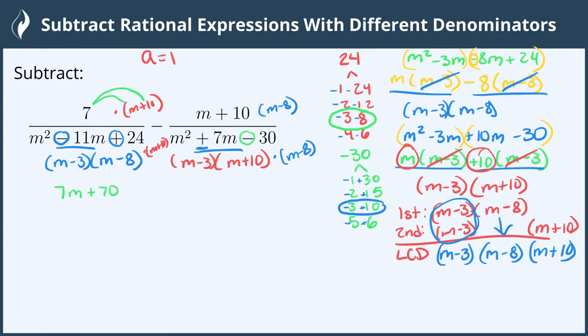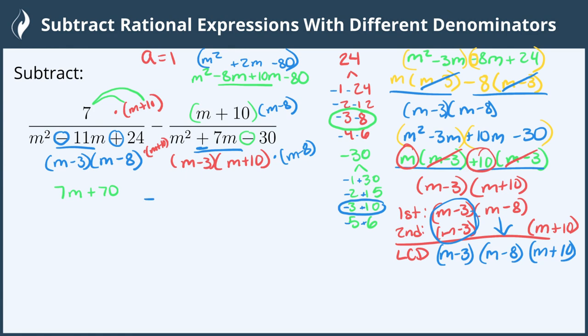With our second numerator, we'll need to do the FOIL method. The first times the first gives us m squared, the outside gives us minus 8m, the inside gives us positive 10m, and the last gives us negative 80. Then we combine like terms, so our middle term is positive 2m. So we have m squared plus 2m minus 80, and this is the numerator.